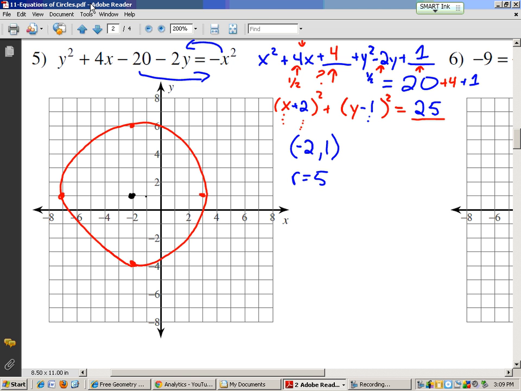Number 6, 7, and 8 are... I know 7 and 8, both of those you have to complete the square. It's very similar to this one. Now I'll talk about 6 next.